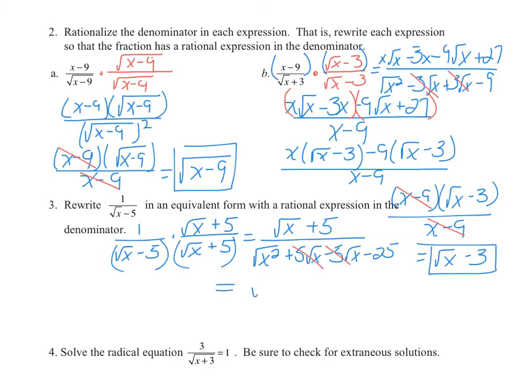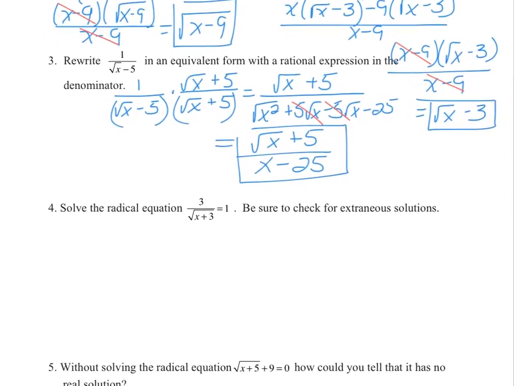On the top, I have radical x plus 5. On the bottom, square and square root cancel each other out, so I get x minus 25. Can I factor and cancel anything or combine like terms? Nope, nothing I can do. So there's my answer.